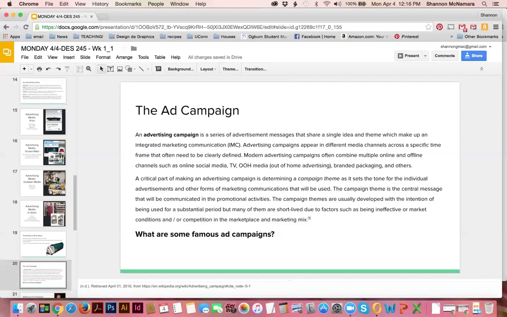So a critical part of making an advertising campaign is determining your campaign theme, because that's going to set the tone for your individual advertisements and your other forms of marketing communication that you're going to use. Your campaign theme is your central message that's going to be communicated in all of your promotional activities. The campaign theme is usually developed with the intention of being used for a substantial period, but some of them can be short-lived due to factors such as being ineffective, the marketing conditions not being correct, or if there ends up being competition in your marketplace, and if your marketing mix just isn't working out.